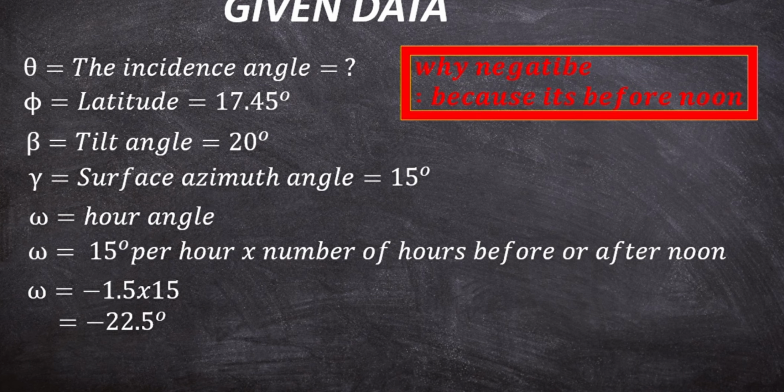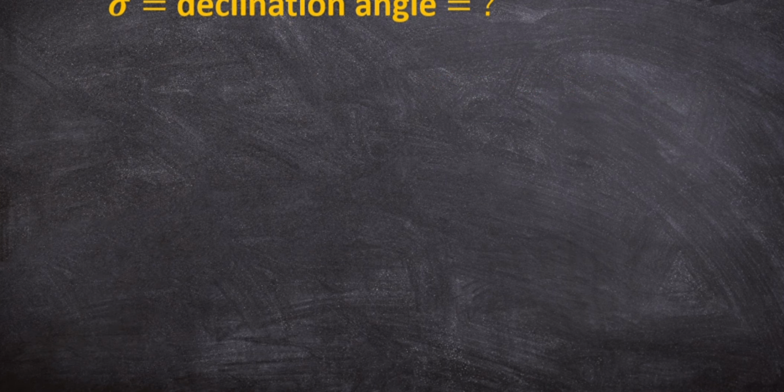Now, what other parameters do we have? We have the nth day. We can calculate it from June 15, and we get the nth day as 154. Then the other parameter that is left is the declination angle, which is represented by the letter sigma. Now we have to determine the declination angle.